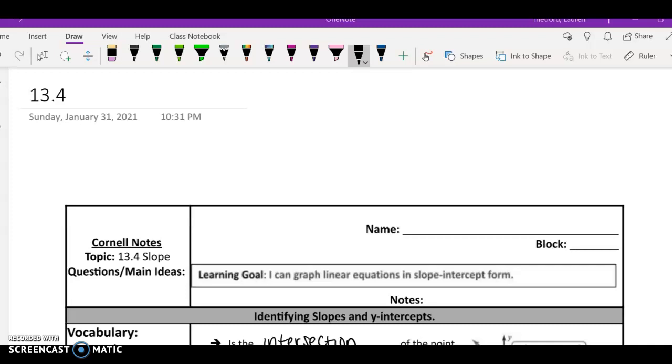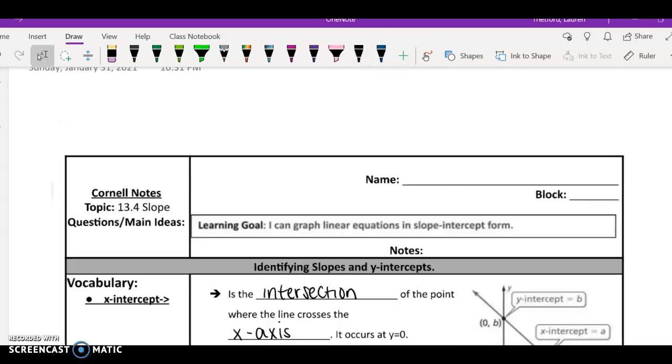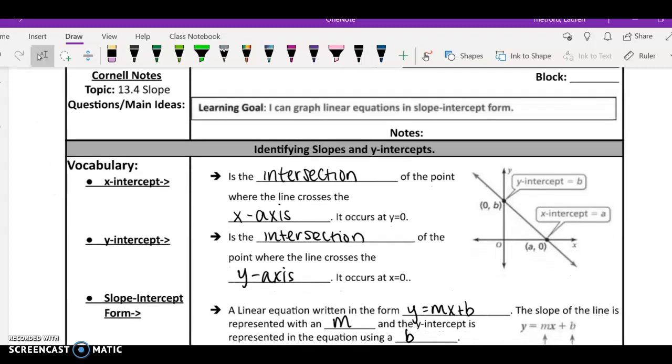In 13.4, our learning goal is that I can graph a linear equation in slope-intercept form. So we have some vocab that we need to know before getting started.